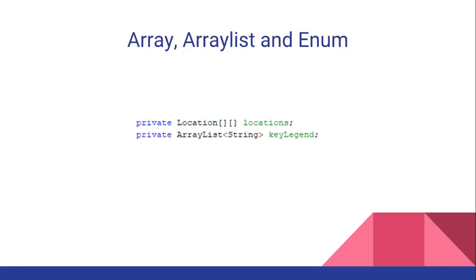And now I have the enum. The enum is a bit different from the array and the ArrayList, because this list holds not variables but constants. For example, the states of a country almost never change, so I can use an enum for it because it's a list of constants. Unfortunately, I don't have an example of an enum in my game.